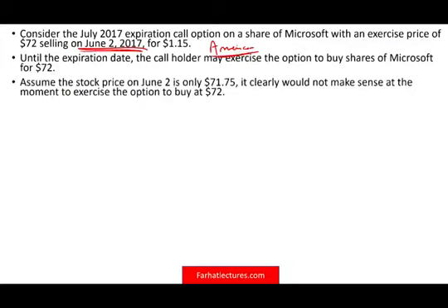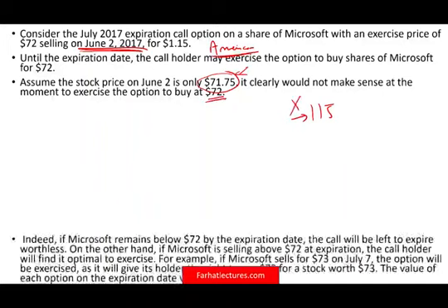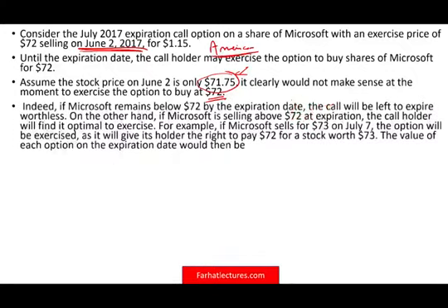Assume the stock price on June 2nd is 71.75. It's below the exercise price. So it will not make any sense for the buyer of the option, the person that paid 1.15, to exercise the option. Why would I exercise it, buy it at 72, when I can buy it at 71.75? I already lost the 1.15. Okay, so it will not be exercised. Indeed, if the stock remains below 72 by the expiration date, the call will expire worthless, because no one's going to buy it for 72 when they can buy it for something else.